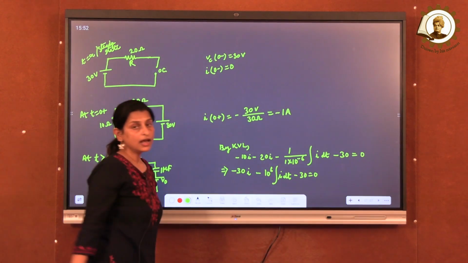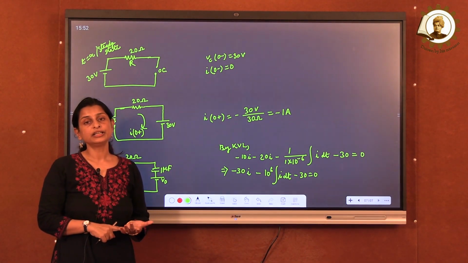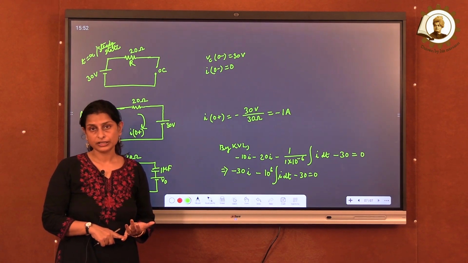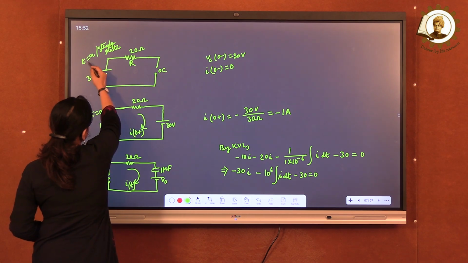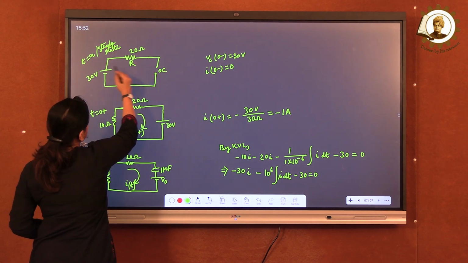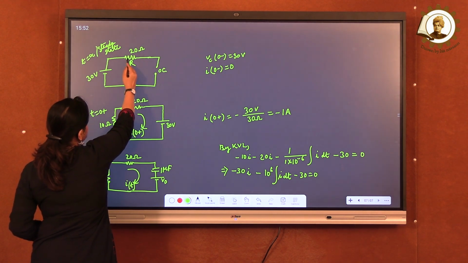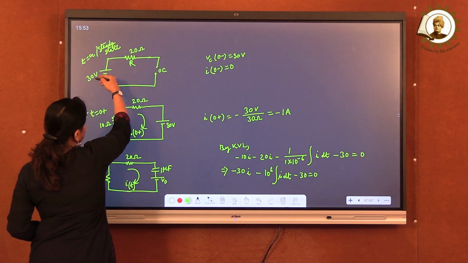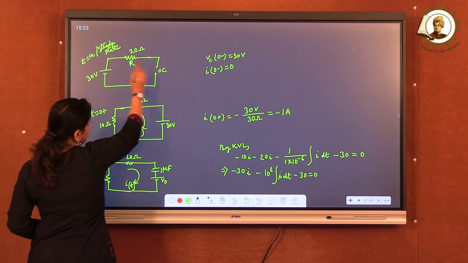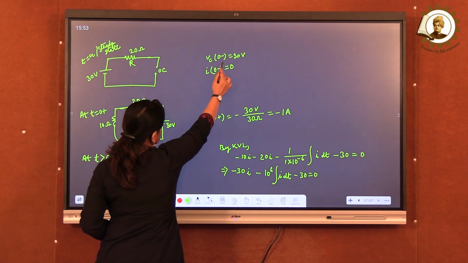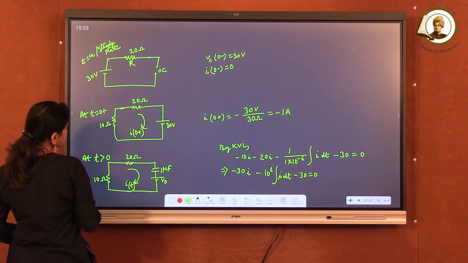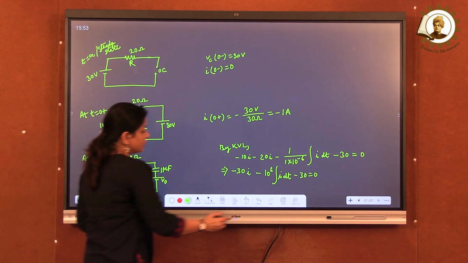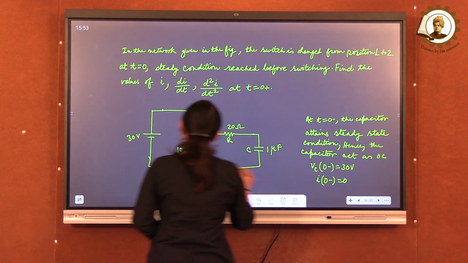Now we have to consider the other two time instants, t equal to 0 plus and t equal to infinity. At t equal to infinity, the capacitor is open circuit with resistor 20 ohm and source voltage 30 volt. So I have written here once again, Vc at 0 minus will be 30 volt and I at 0 minus will be 0 ampere. Now when the switch moves to position 2, what happens?